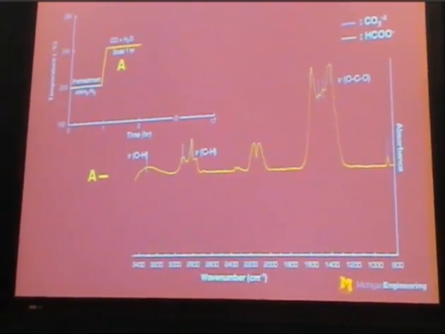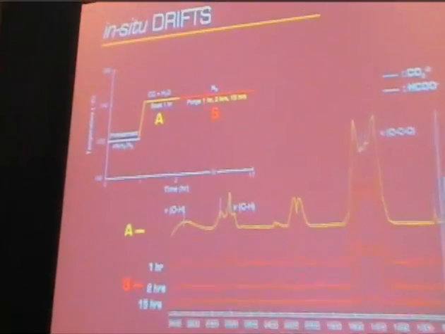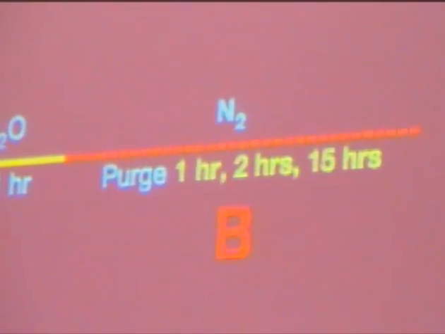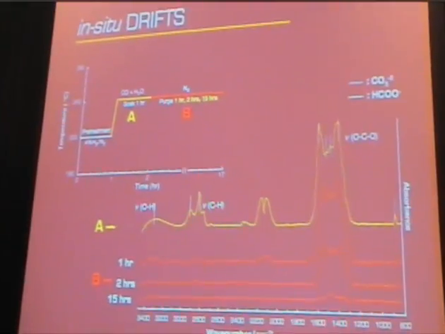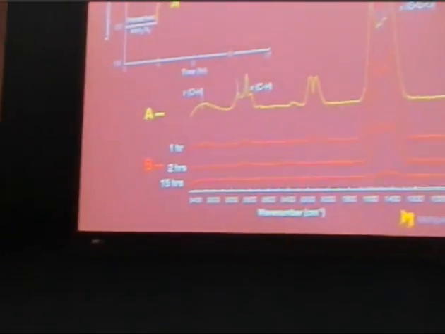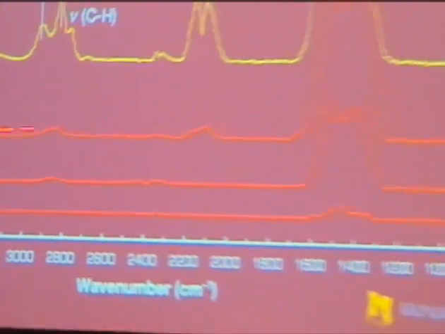So after the 1 hour soaking in the reactant stream, we switch the gas to the inert nitrogen gas to purge out the gases, the products, and also the species observed on the surface. As you can see here, the formates and carbonate species are not easily removed in a 1 hour purging.